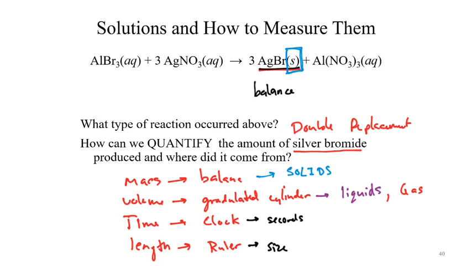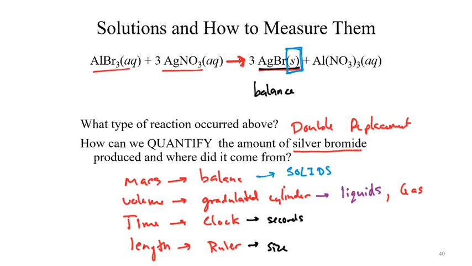So then the next question, where did it come from? Hopefully this is an easy question. This is why we have a chemical reaction. That silver bromide came when I mixed these two things together. When I mixed the aluminum bromide and the silver nitrate together, that produced a reaction where silver bromide formed. And that's how I could then weigh the silver bromide.